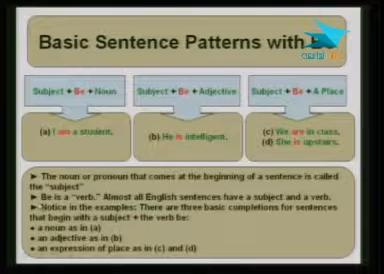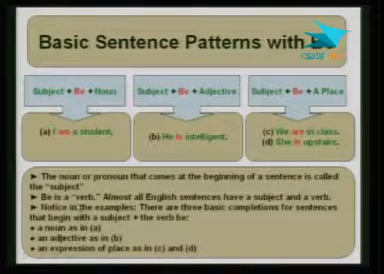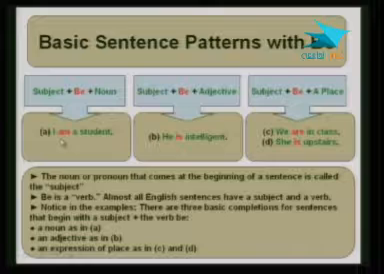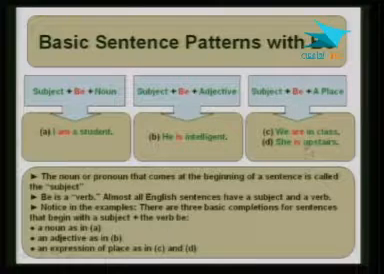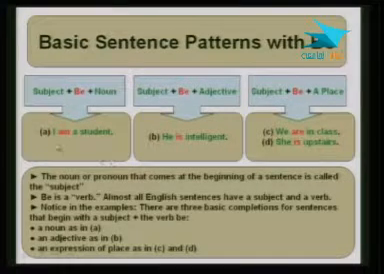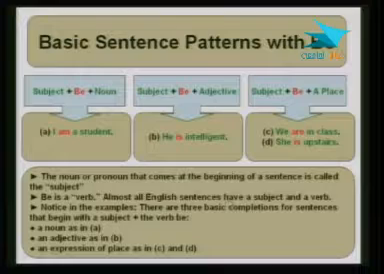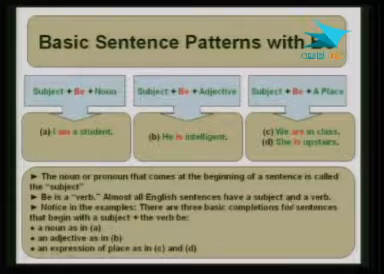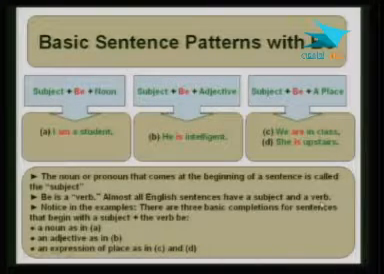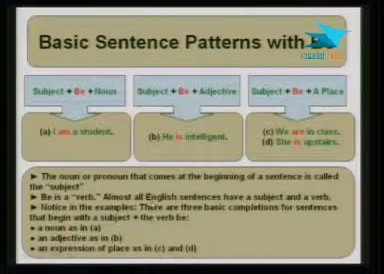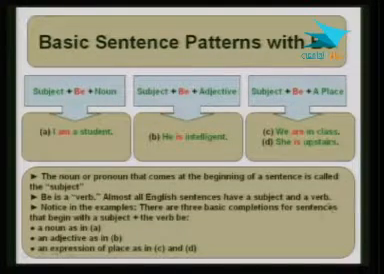Second point here is be is a verb. Be is a verb. This is be, this is be, this is be. These are all forms of the verb be in English. Almost all English sentences have a subject and a verb.